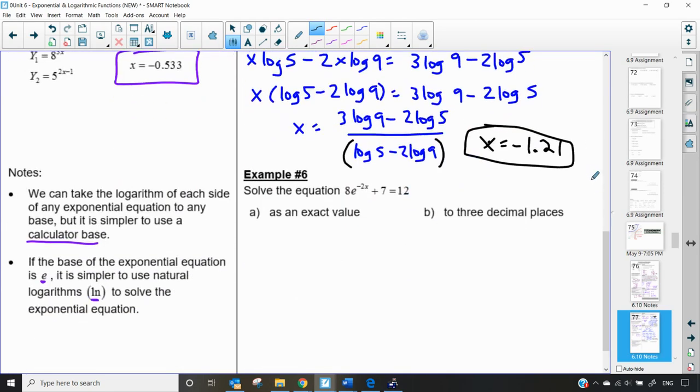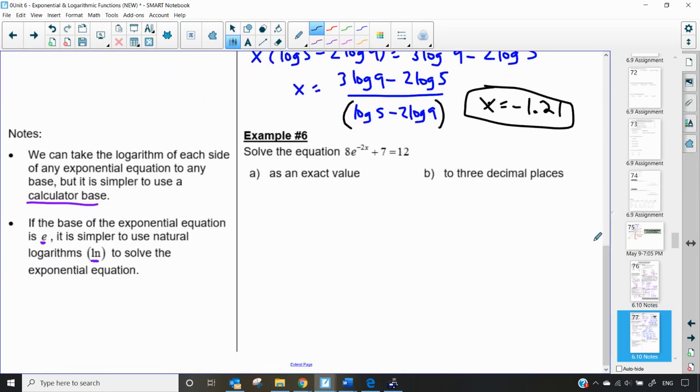All right, let's take a look at one last example, and this is where we're dealing with the e value. So we're asked to solve the equation 8 times e to the negative 2x plus 7 equals 12. So first we're going to solve this as an exact value, and then we'll put it into our calculator. So we start off with 8 times e to the negative 2x plus 7 equals 12.